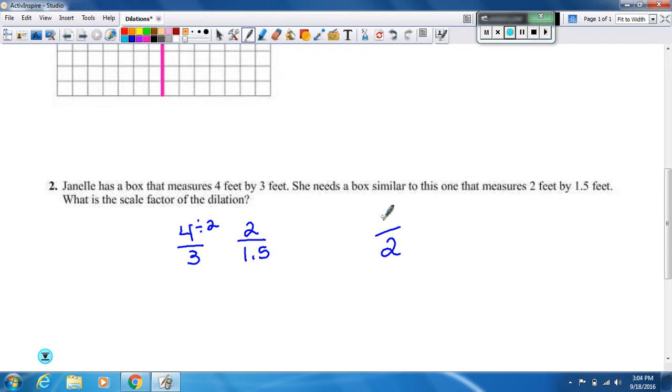So all you do is pop a 1/2 up top, and you are literally saying that half of 4 equals 2. And that is correct. That is the scale factor.